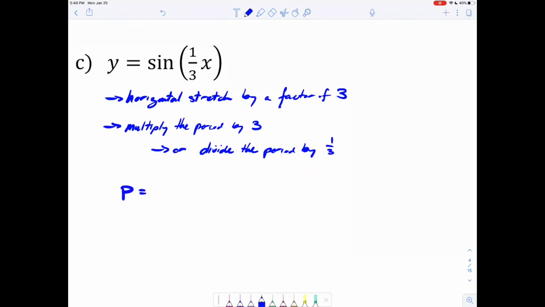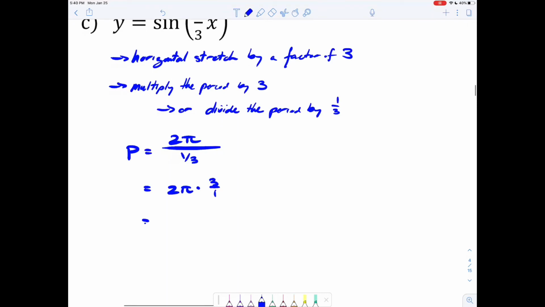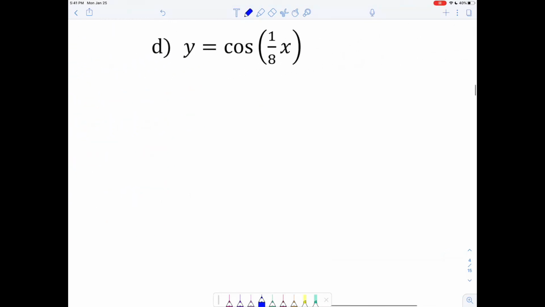Because we'll say we have 2 pi divided by 1/3. And when you do that operation, you end up with a period of 6 pi. You'll get that either way, whether you multiply by 3 or divide by 1/3. Of course, they are the same operation, realistically speaking. But it will lead us to our general rule. And this last one.